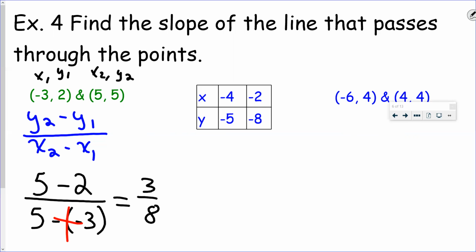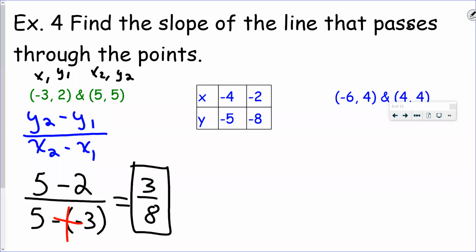So the slope of the line that runs through these 2 points would have a slope of 3 over 8. Meaning to get from one point to the next, I would rise 3 and run 8. And we'll see that example here in a little bit. So we would state this is the slope. So let's move on to the next one.